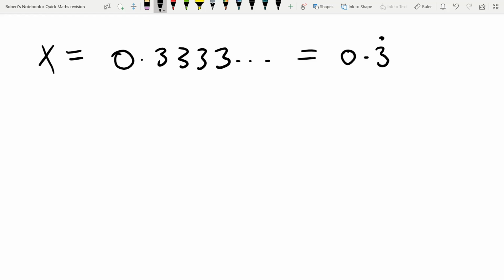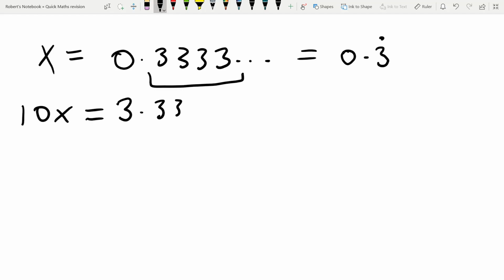The trick is we want to try and get rid of all of the numbers that are repeating themselves after the decimal place. So if we multiply our x by 10, we're going to move every single number one space to the left. So we're going to have 3.3333, and we still have an infinite number of 3s after that decimal place. Now here comes the trick. If we subtract x from 10x, you'll see that all of these 3s after the decimal place will cancel each other out.